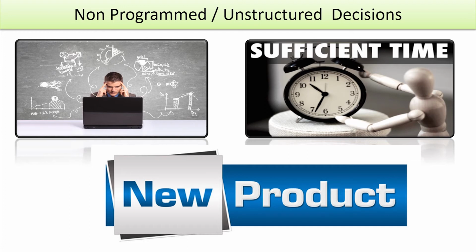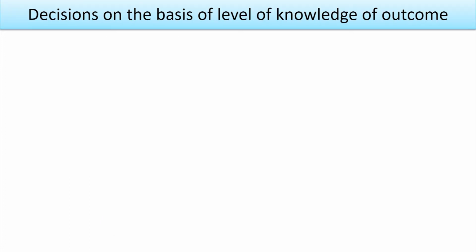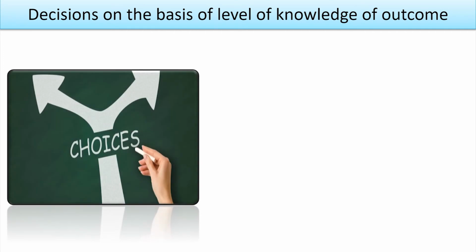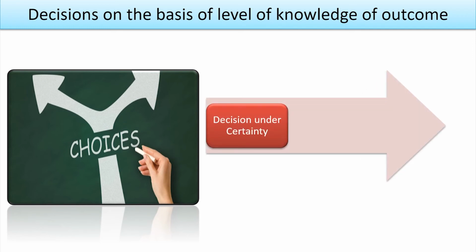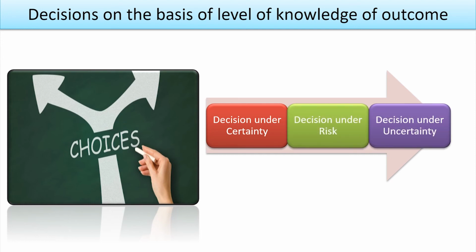Another approach of classifying decisions is the level of knowledge of outcomes. An outcome defines what will happen if a decision is made or a course of action is taken. When there is more than one alternative, the knowledge of outcome becomes important. On the basis of the level of knowledge of outcomes, decision making can be classified into three categories: decision under certainty, decision under risk, and decision under uncertainty.